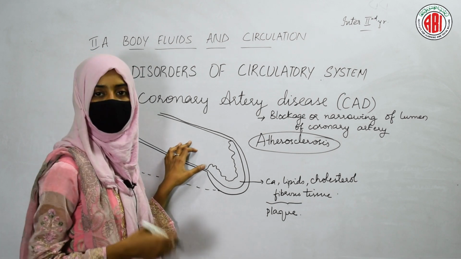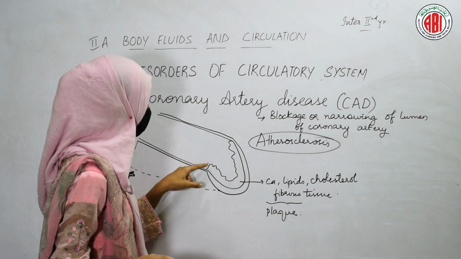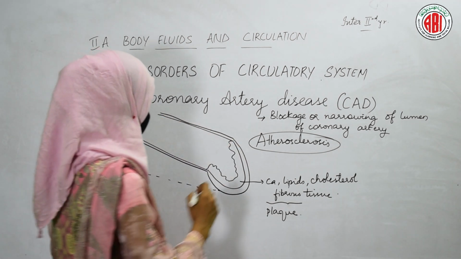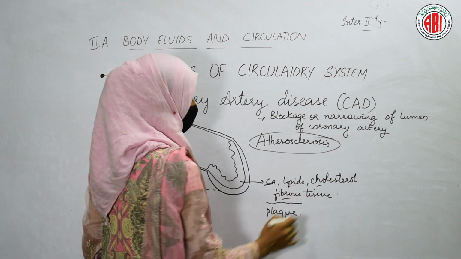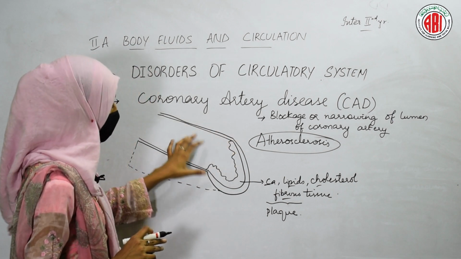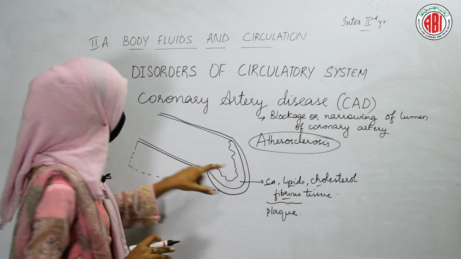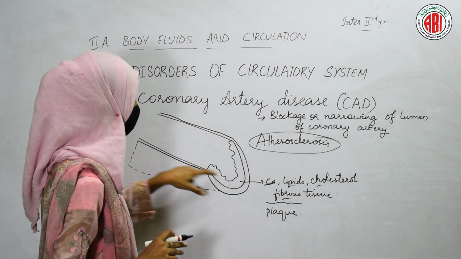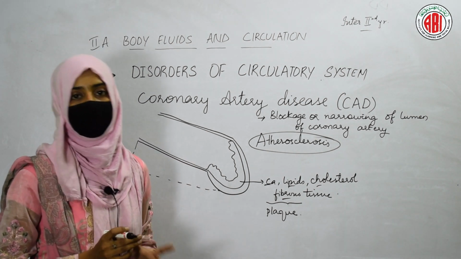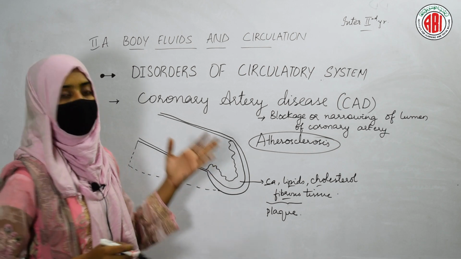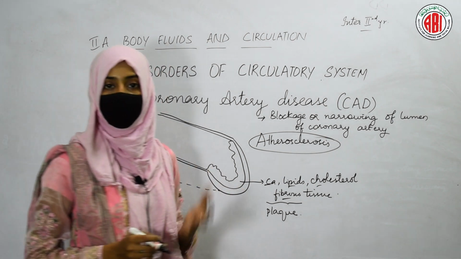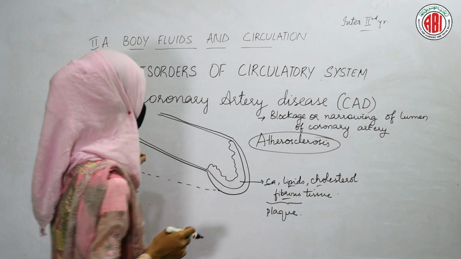And this happens for many reasons. One such reason is the deposition of some material over the walls of this coronary artery. The materials will be calcium, lipids, cholesterol or fibrous tissue. If these fatty substances get deposited on the walls of this artery, it leads to the formation of a plaque. And if the plaque is formed over the walls of this artery, then the lumen of this artery becomes narrow and the blood cannot flow freely in and out of this coronary artery. This leads to a disease and abnormality in the function of the circulatory system.